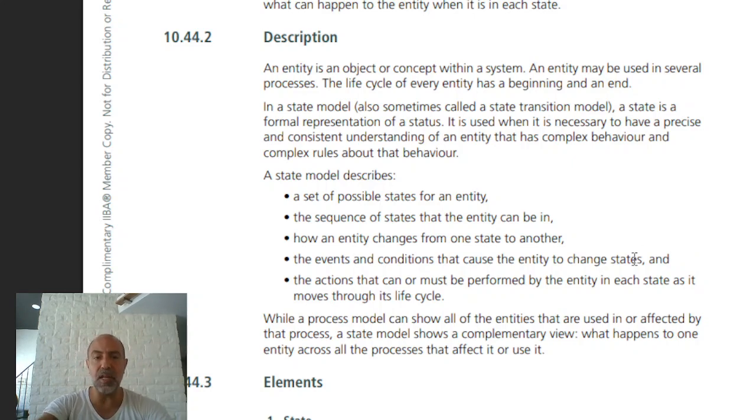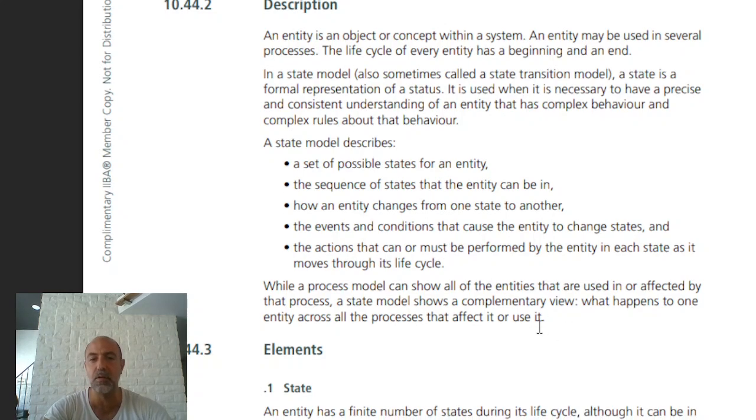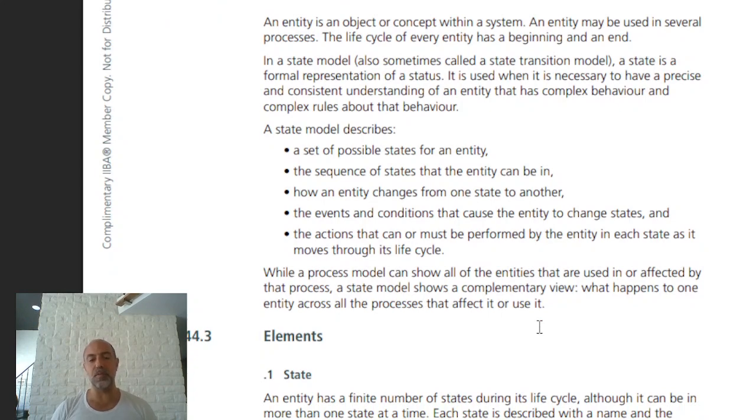A state model describes a set of possible states for an entity, the sequence of states that the entity can be in, how the entity changes from one state to another, the events and conditions that cause the entity to change states, and the actions that can or must be performed by the entity in each state as it moves through the cycle. So we're setting up the processes, the sequences, and the possible states for an entity and the ones we want, right? Because ultimately the reason we're looking at the possibilities is because we want to see what we can do, or choose our desired outcome.